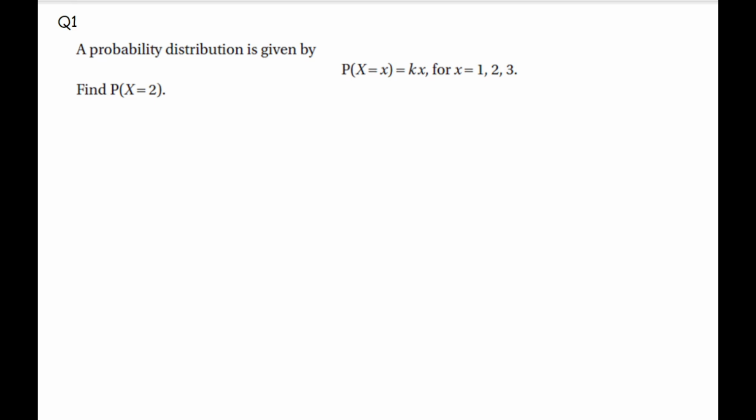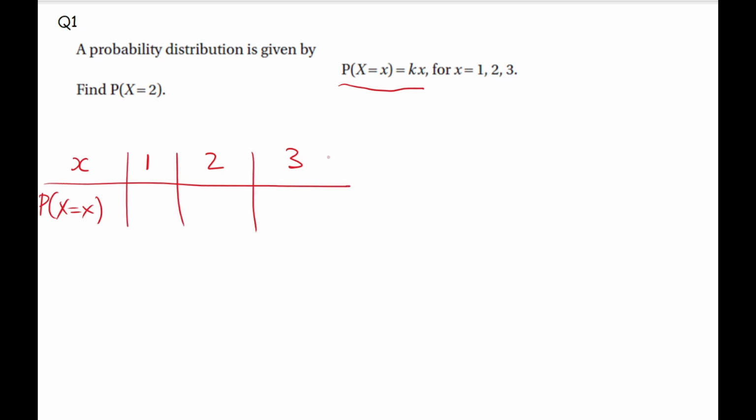To answer this particular question, we just simply translate the probability function into a probability distribution. Here we've got the values of x, which can equal 1, 2 or 3, and P of x underneath. If I complete the table, then to work out the probability, I replace the x value into the actual expression. The probability of getting 1 is when x equals 1, so that's 1k. The probability of getting 2 is going to be 2k, and the probability of getting 3 is going to be 3k.